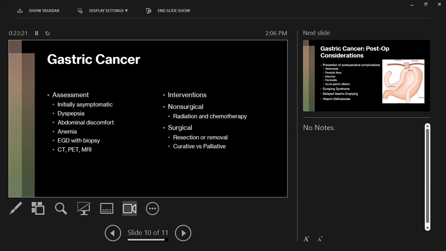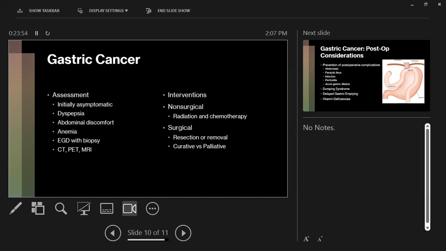However, radiation is used in moderation because of the proximity of the stomach to other organs that are more sensitive to radiation, such as the liver. And then these patients might qualify for surgical interventions. Again, this depends on the progression of the cancer. If it's caught early enough, resection to remove the portion of the stomach with the cancer can be done, but oftentimes it's not caught soon enough.